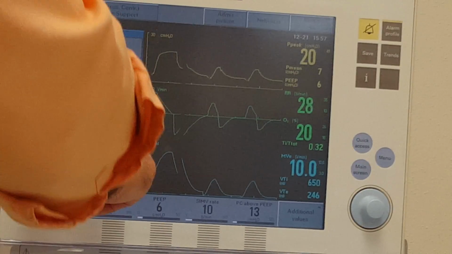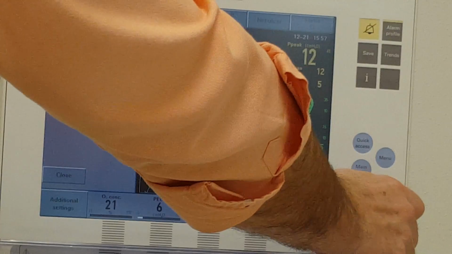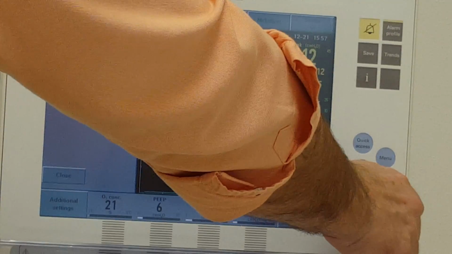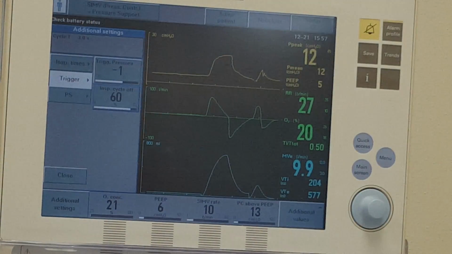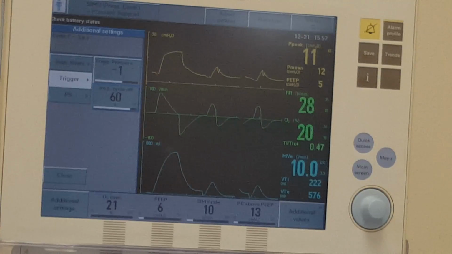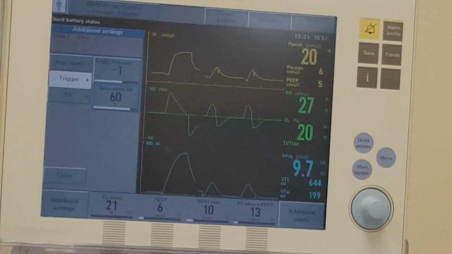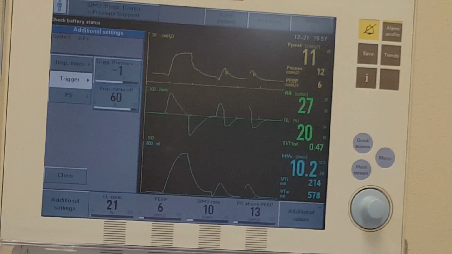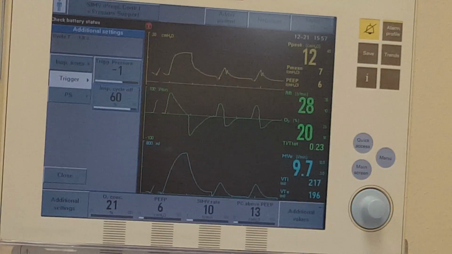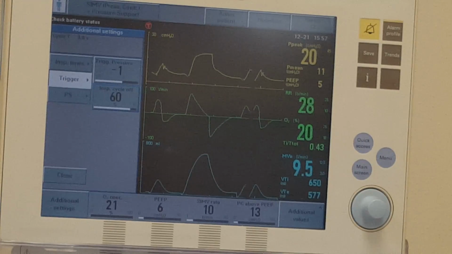If we put this even higher, say up to 60%, of course our machine breaths are no different, but notice our spontaneous, because we're cycling sooner, we're cycling at 60% of peak flow, our breaths now are down to just over 200, 210, 217 in there.